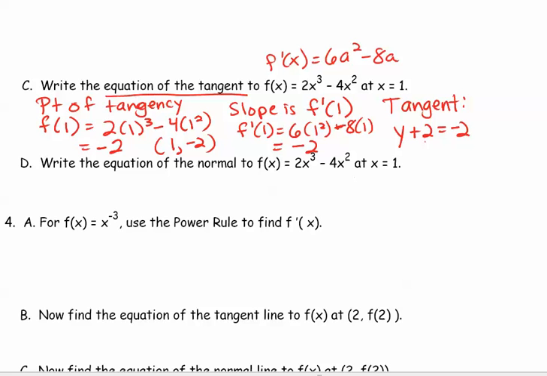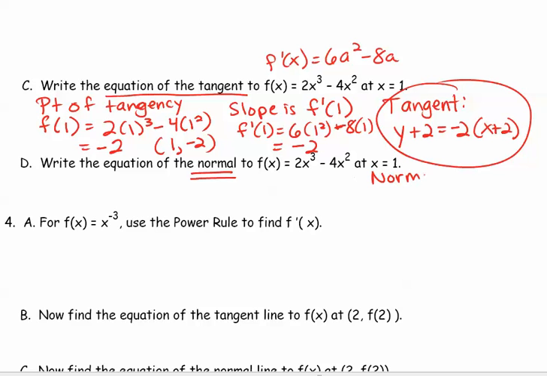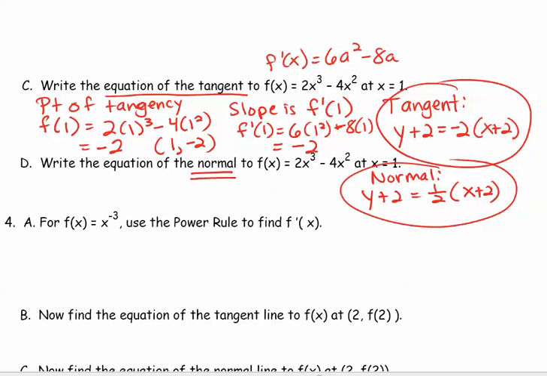So put in the y coordinate from the point of tangency, put in the slope, put in the x coordinate. So subtracting here, there's the equation of our tangent line. And in D, pretty simple if you remember the definition. A normal is perpendicular to the tangent. So no work involved here, really. We just use the opposite reciprocal. So the slope would be positive 1/2, but the point of tangency stays the same.